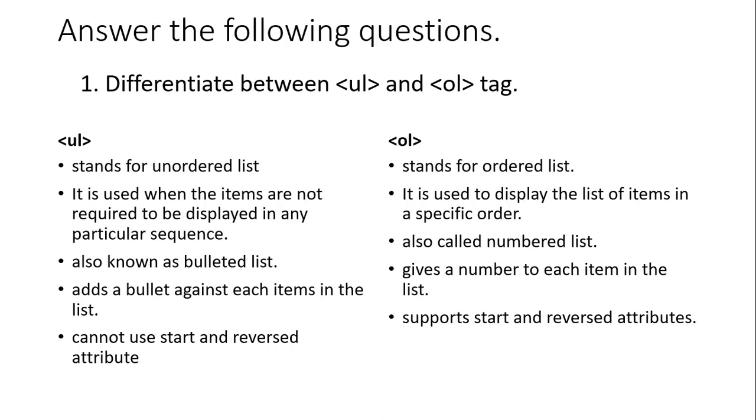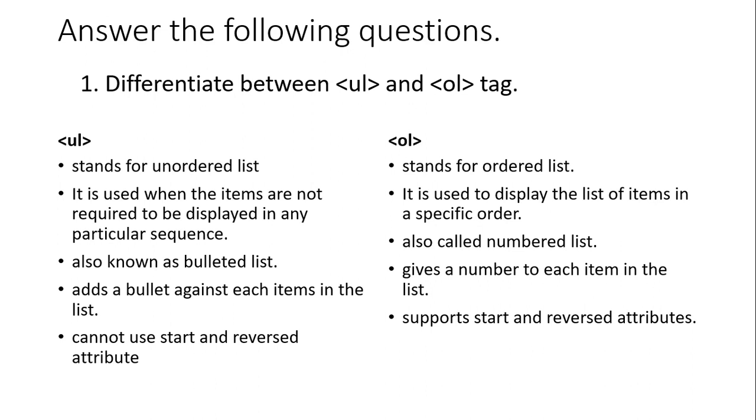Now we have to see question answer. Differentiate between the UL and OL tag. UL stands for unordered list, OL stands for ordered list. UL is used when the items are not required to be displayed in any particular sequence, and OL is used to display the items of a list in a specific order. The UL tag is also known as bulleted list. OL, the ordered list, is also called the numbered list.